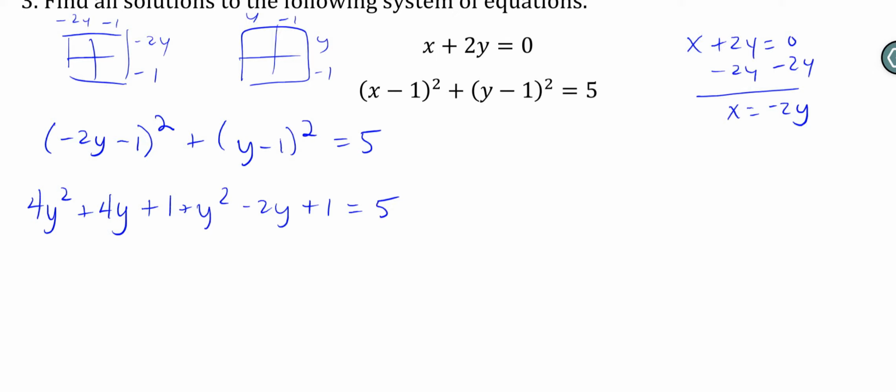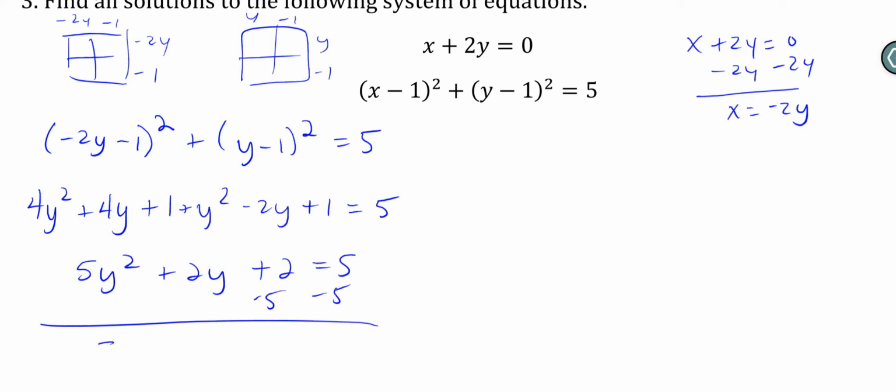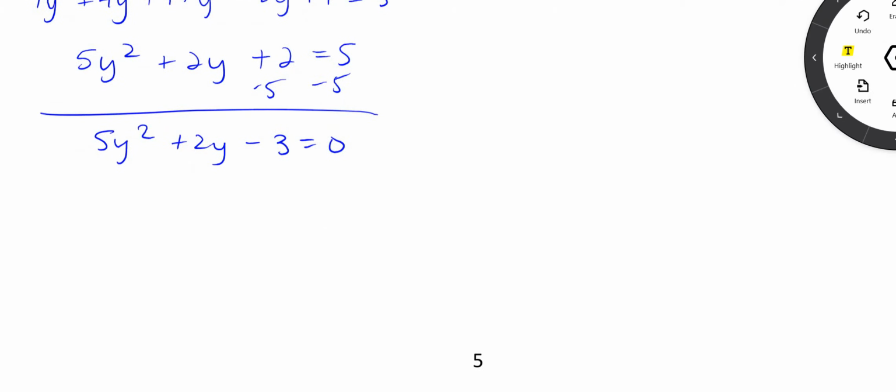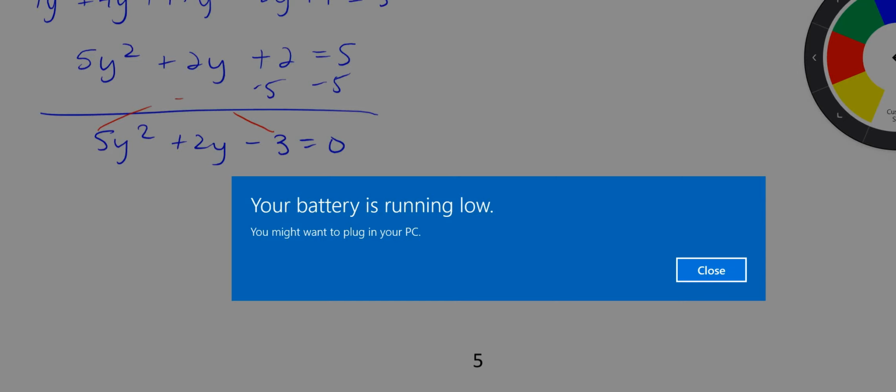Combine some like terms here. So I have 5y squared plus 2y plus 2 equals 5. Subtract 5 to the other side. And now I have something that hopefully is factorable, and it is. So to factor this, remember you're going to use that AC method. So A and C multiply to make negative 15.